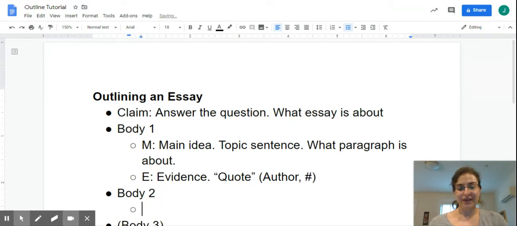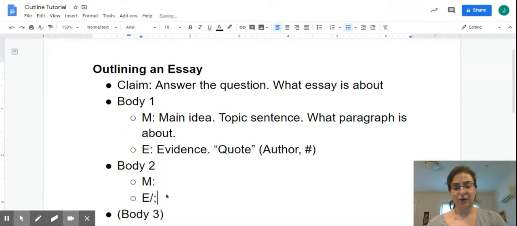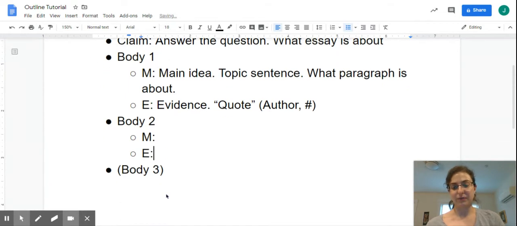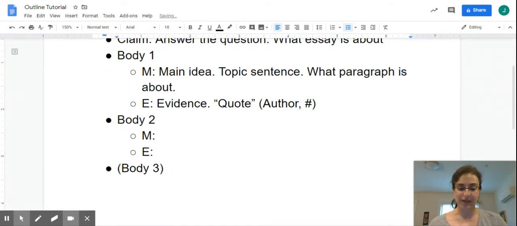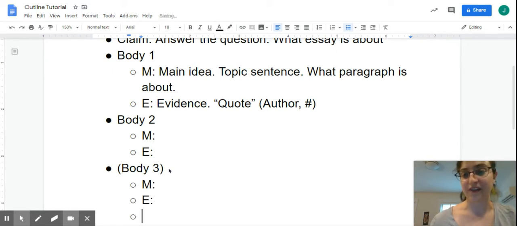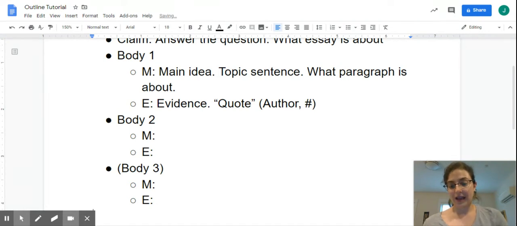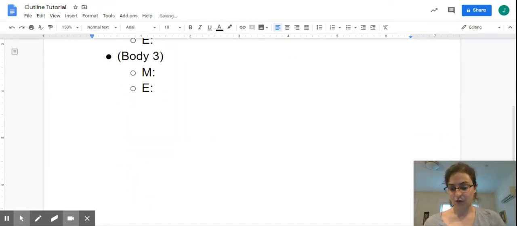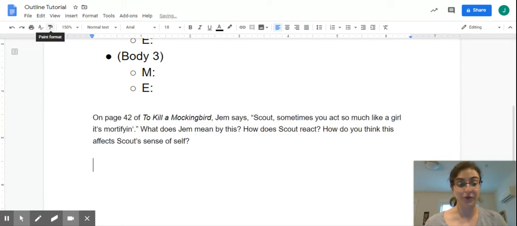And you're going to have a main idea and evidence for each body paragraph. So in body paragraph 2, you'll have your second main idea and a different piece of evidence. And for body paragraph 3, you'll have your third main idea and a different piece of evidence. So we're going to go ahead and practice outlining an essay. We're going to use a question from Module 3.